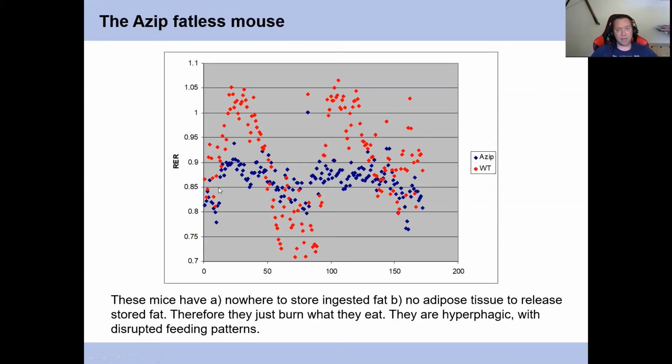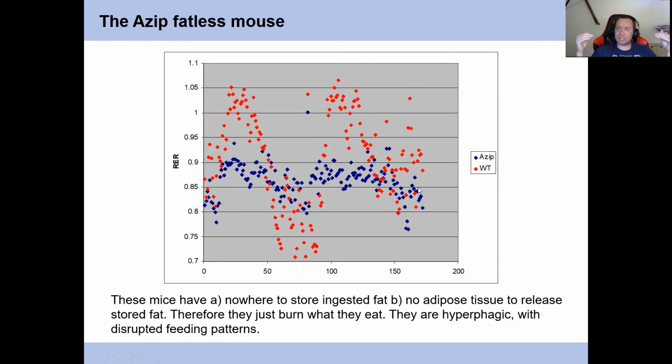And you can see here, 48-hour cycle, red is wild type, and you can see the wild type's doing a nice process whereby it increases its RQ during the dark when it's eating, and it comes right down to nearly 0.7 in the light phase. And it does that twice. The AZIP mouse, which has no fat, just carries along at the same level pretty much for the whole time. This spike up here, by the way, was the cage being open to weigh the animals, okay?